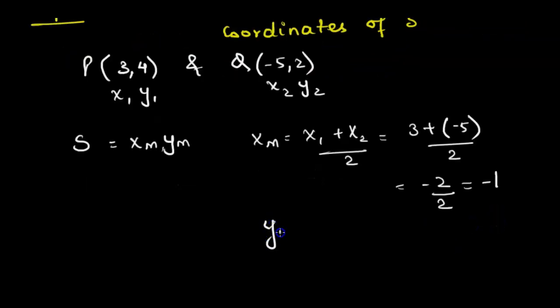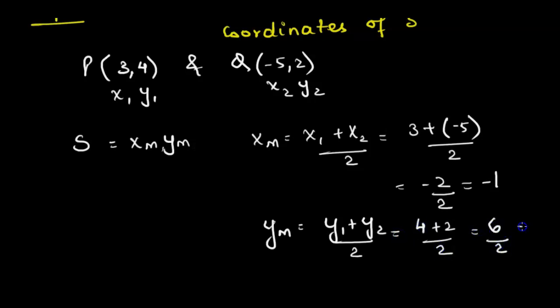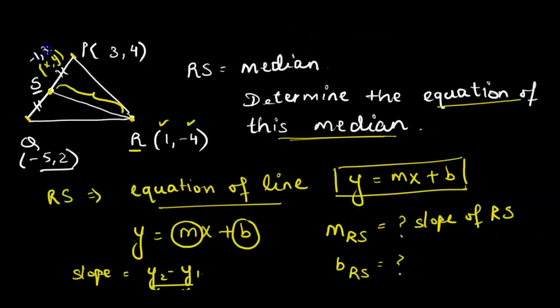Similarly, we can find out the value of ym by doing y1 plus y2 divided by 2. That would give us 4 plus 2 divided by 2, which is 6 by 2, and that is equal to 3. Therefore, the point that we have got is -1, 3. So this point is -1, 3.